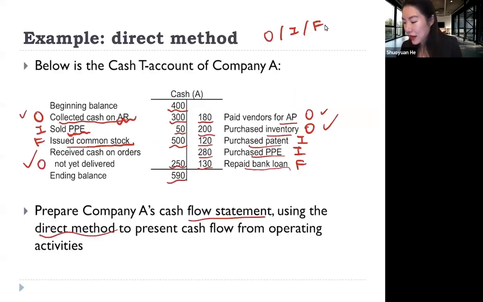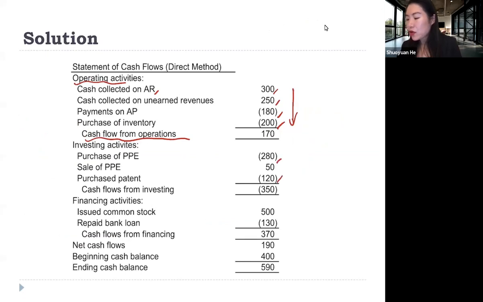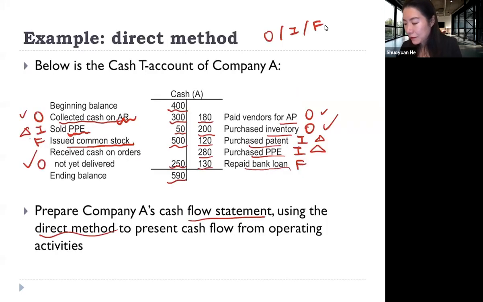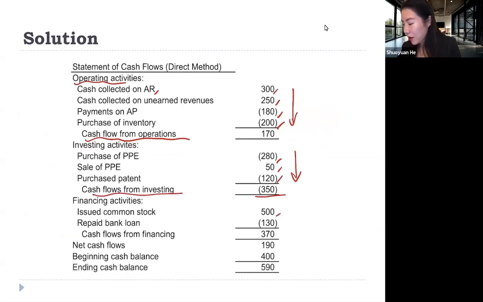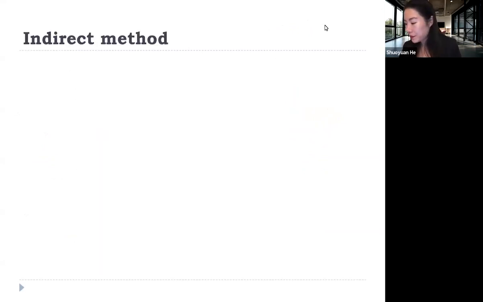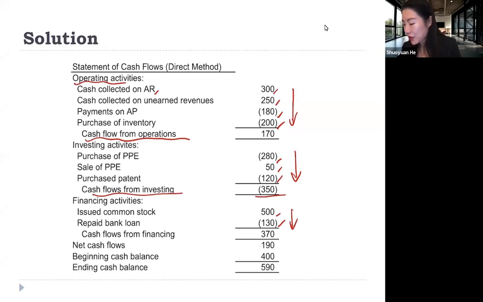Investing activities, those three. So 50, 120, and 280. So 280 cash outflow, 120 cash outflow and cash inflow 50. Cash flow from investing, you add them up. Financing activities, this and this. So issue common stock and repay bank loans. If you add up those two, that gives you cash flow from financing.